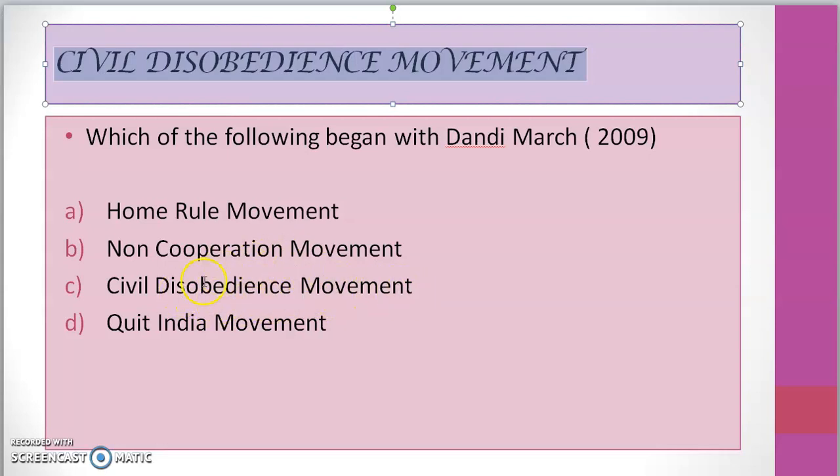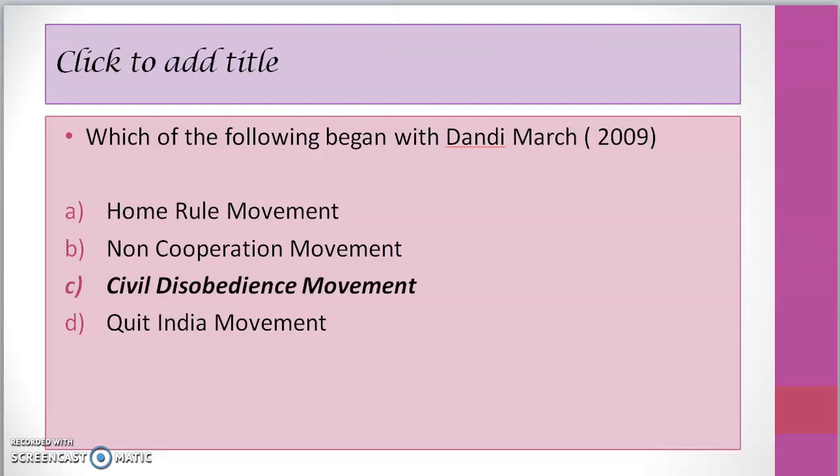Okay, so this Civil Disobedience Movement started with the Dandi March on 12th of March 1930 from Sabarmati Ashram to Dandi on the Gujarat coast, and on 6th of April Gandhiji broke the salt law by making salt from seawater. Okay, so here the answer is C, that is the Civil Disobedience Movement. Okay, now let's move on to the next question.